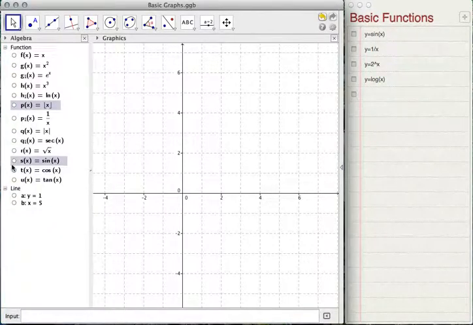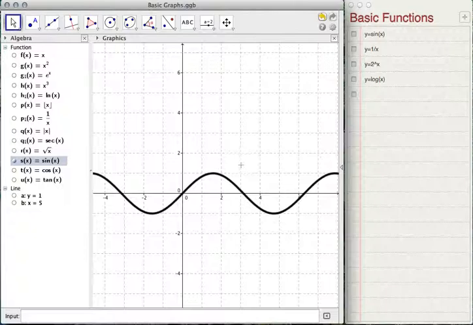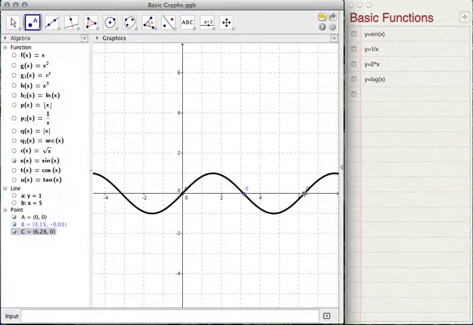Another important function is a trig function, the sine of x. Its key points are that it goes through (0, 0), and then the next key point I would say is at pi, at 3.14, where it goes back through 0 again. And then at 2 pi, about 6.28, it goes through 0 again.